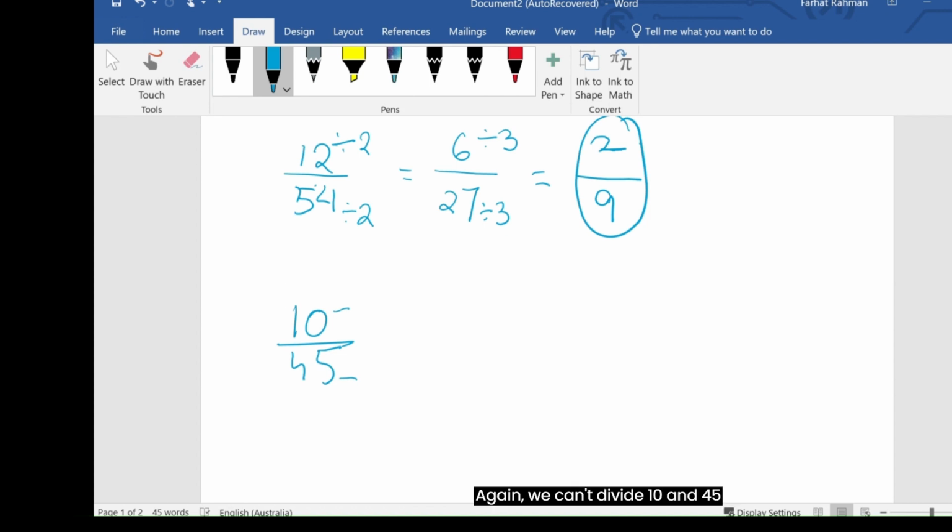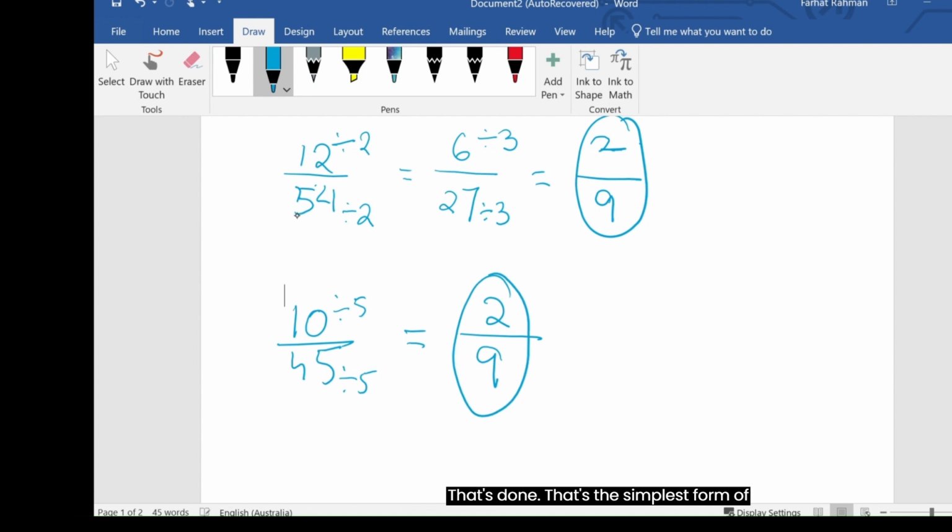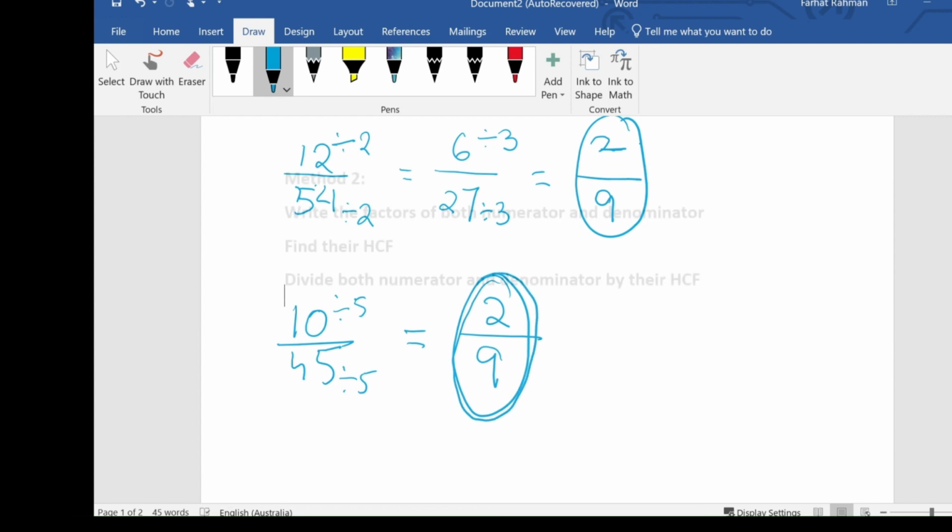Again, we can't divide 10 and 45 by 3 either. We can try dividing both 10 and 45 by 5. 10 divided by 5 is 2, and 45 divided by 5 would be 9. That's done. That's the simplest form of 10/45. We call this 2/9.